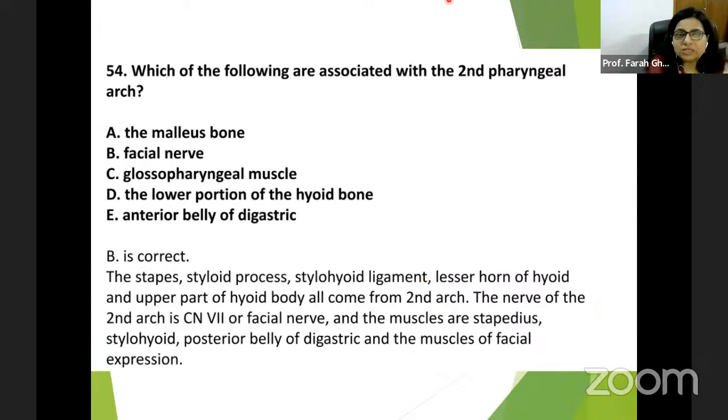Which of the following are associated with the second pharyngeal arch? अब second pharyngeal arch में क्या क्या होता है? नर्व क्या होती है? Facial nerve होती है। बाकी सारी चीजें S से स्टार्ट होती हैं, stapes, stapedius, styloid process, stylohyoid bone, stylohyoid process, stylohyoid ligament, stylohyoid muscle, ये सारी चीजें जो हैं वो second से होती है। और third की नर्व क्या होती है? Glossopharyngeal होती है। तो यहाँ कुछ कुछ ऑप्शन गलत भी हैं। एक ही सही ऑप्शन है कि second arch की nerve supply हमें यहाँ दिख रही है कि facial nerve से है। So this is the right answer.